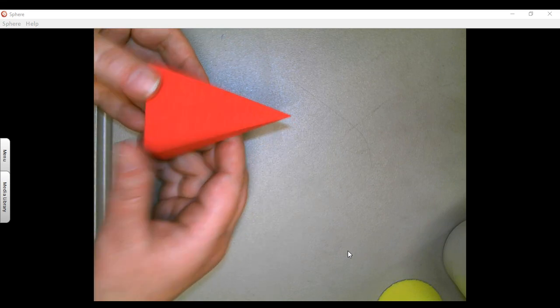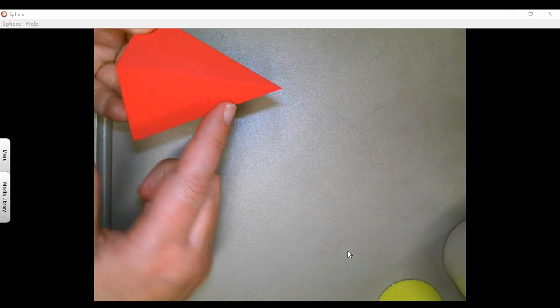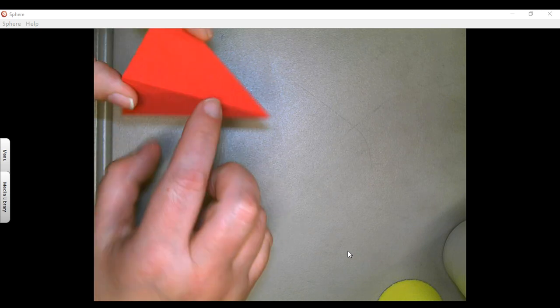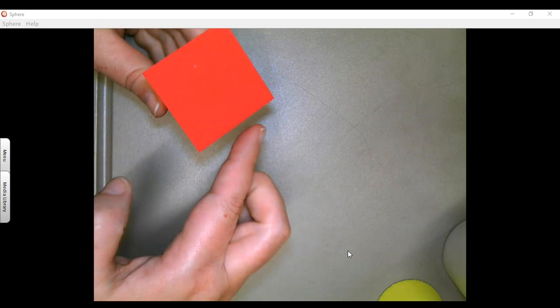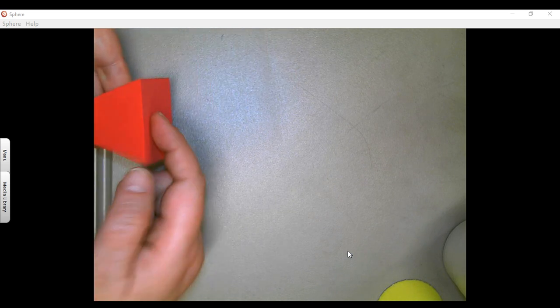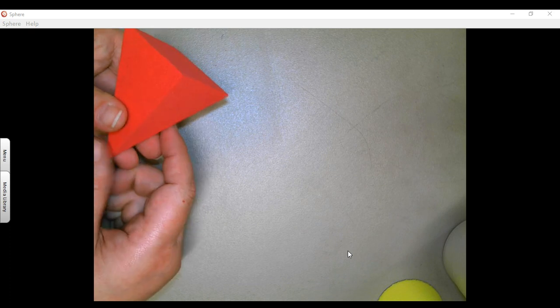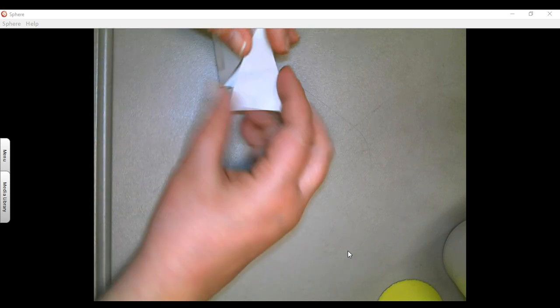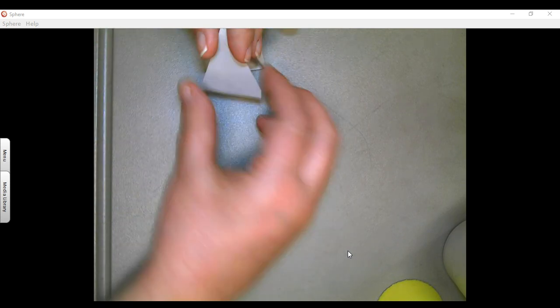What about edges? 1, 2, 3, 4, 5, 6, 7, 8. This has 8 edges, 8 places where one face meets another face. One way you can really tell is if you were to take off one of the sides, it would lay flat.